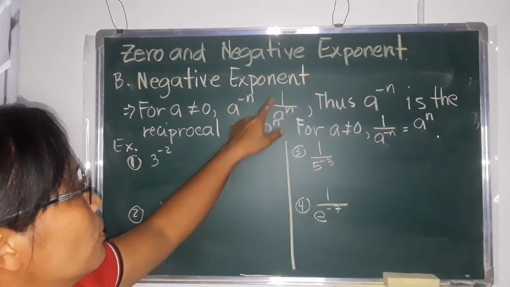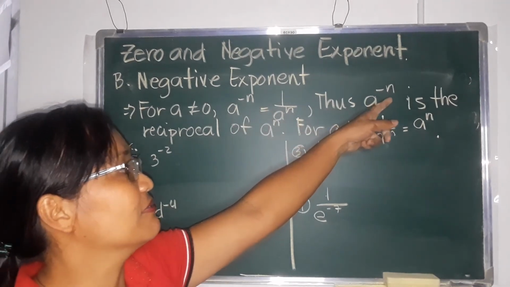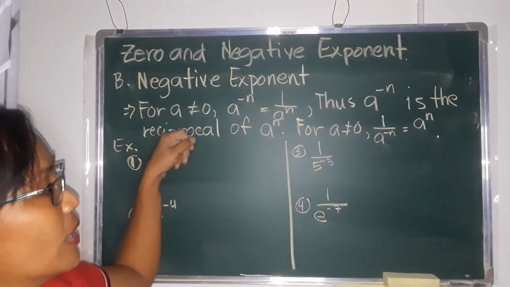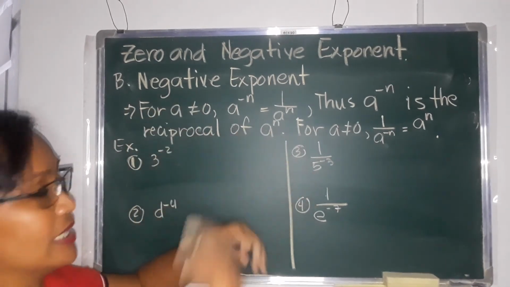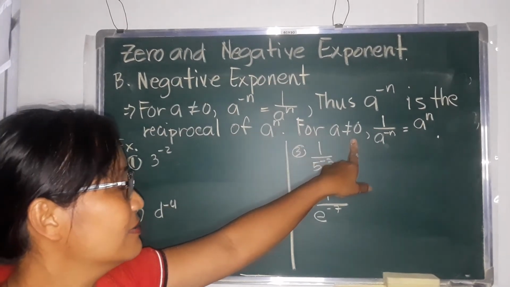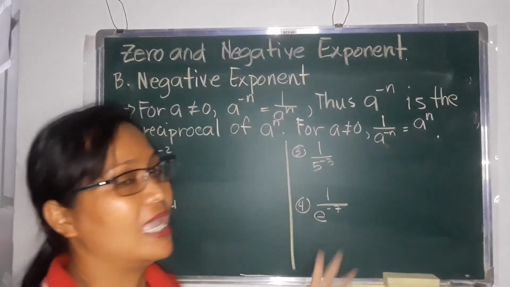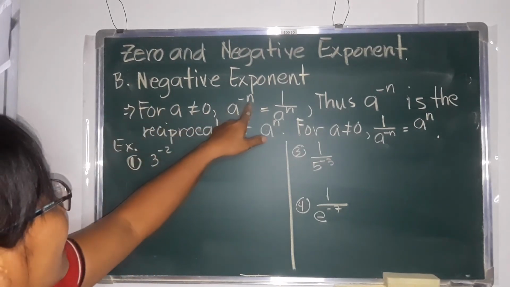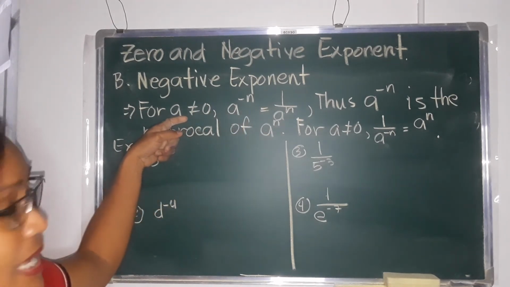n is equal to 1 all over a raised to n. Thus, a raised to negative n is the reciprocal. When we say reciprocal, it is 1 over something. So, reciprocal means interchange of a raised to n. For a is not equal to 0, 1 over a raised to negative n is equal to a raised to n. So, the n here is the exponent and the a here is our base.